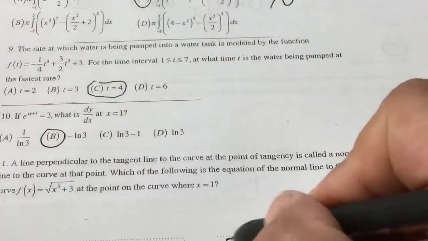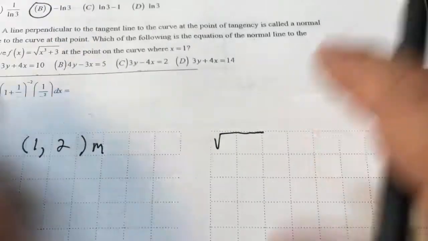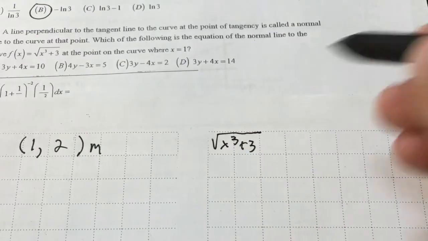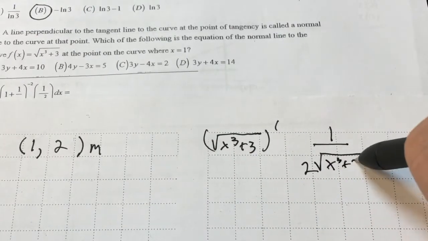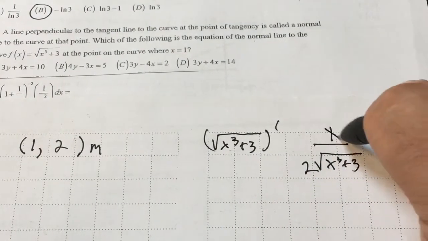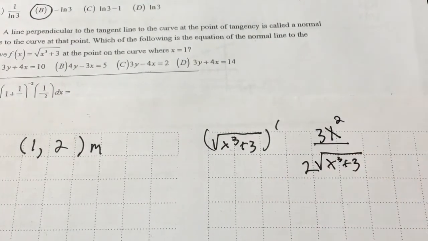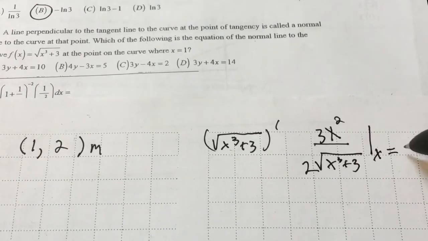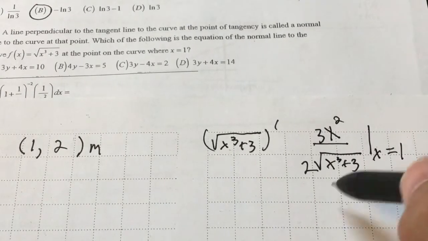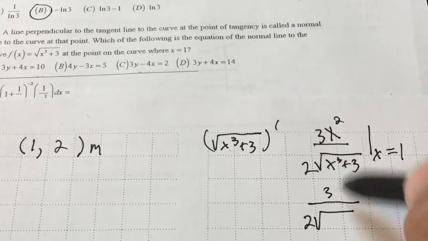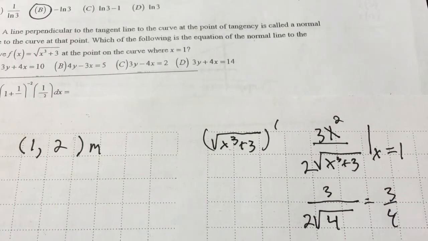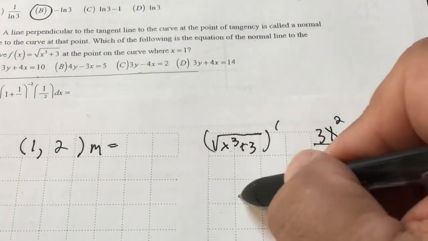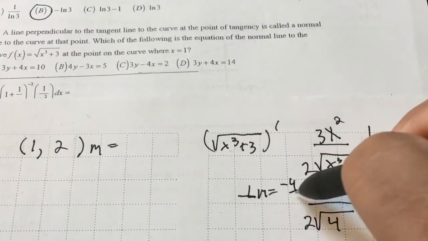So the derivative of the square root of x cubed plus 3 is going to give me 1 over 2 square root of x cubed plus 3. Then I take the derivative of the guts, which is going to give me 3x squared at x equals 1. That will give me the slope. So I throw in a 1 there, that gives me 3 over 2 times square root 4 equals 3/4. But that's the slope. I need the perpendicular slope, because it's a normal line. So the perpendicular slope is going to equal the negative reciprocal of that.